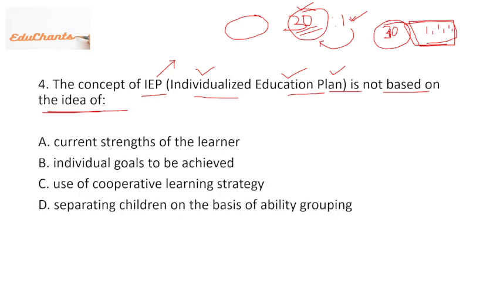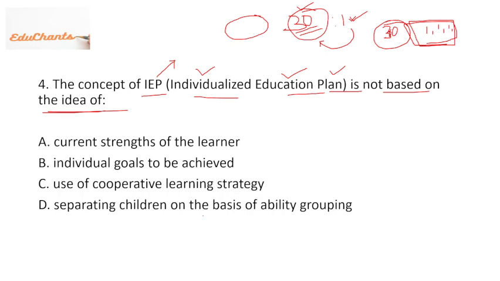Current strengths of the learner. That means what are the strengths of the learner right now? Individual goals to be achieved. What are the goals of different students? Use of cooperative learning strategies. You have to use some cooperative learning strategy where every student will cooperate with each other. They will collaborate with each other to learn many things.